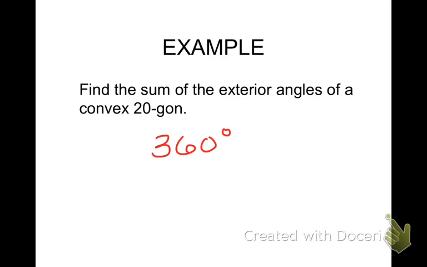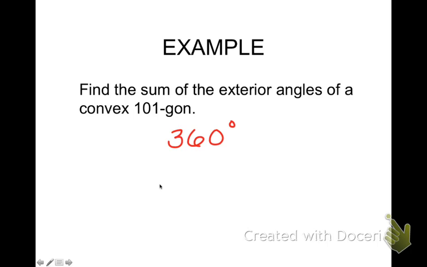Find the sum of the exterior angles of a convex 101-gon. That would be like 0.36 for all of them. Well, that's if we had to do individual. Right here we're doing just sum. So it would be 360 degrees.